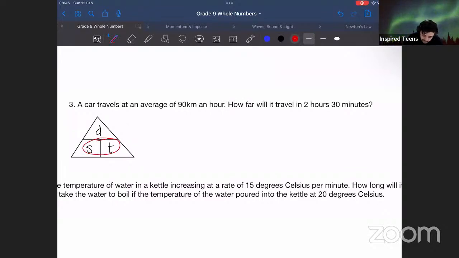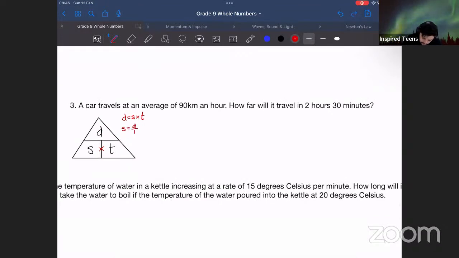Distance is equal to speed times time. For speed, it's going to be equal to distance over time. That's why the distance is on top, right? And then the same is for time, it's distance over speed.